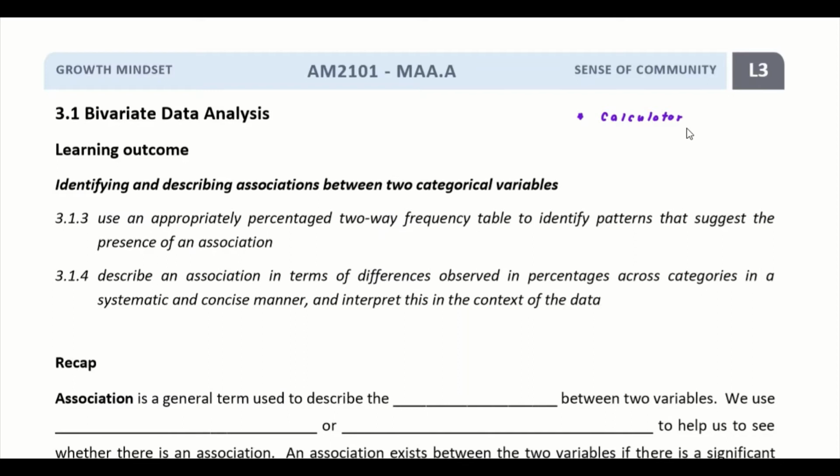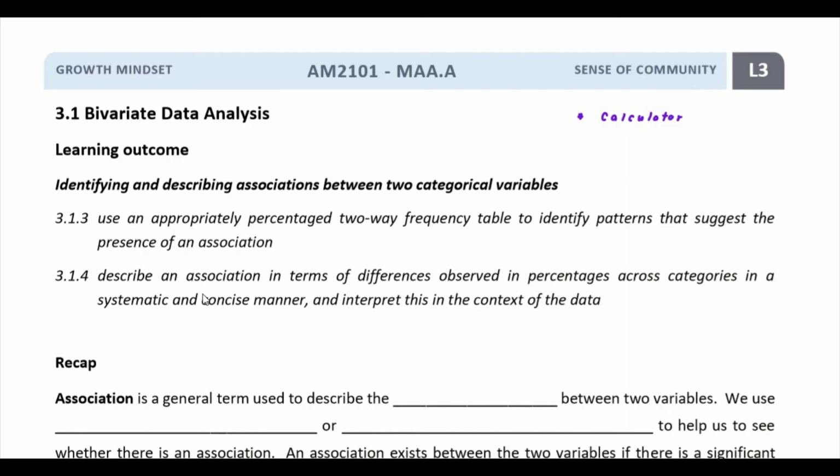Let's look at the learning outcome of today's lesson. It's basically the same as the previous lesson, where we need to identify and describe the association between two categorical variables. You will be using your two-way frequency table or your stacked column graph. After that, we need to know how to describe the association.